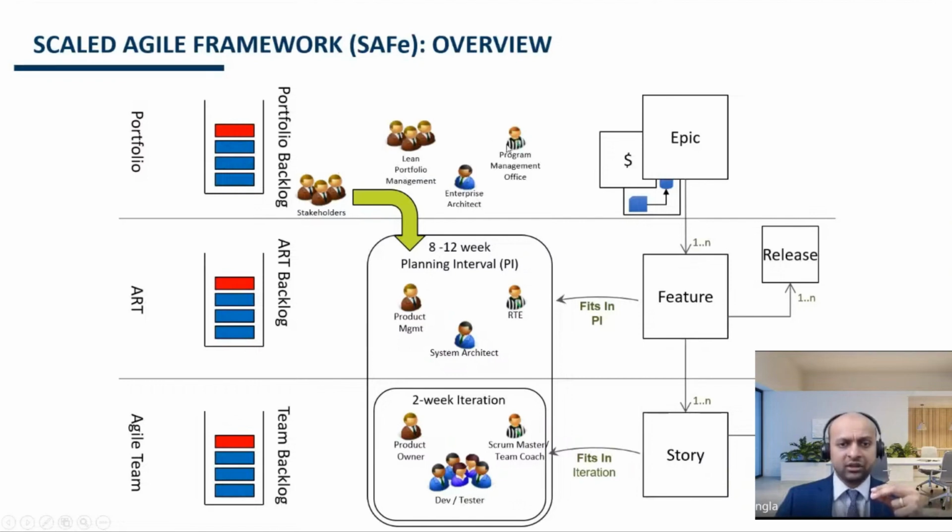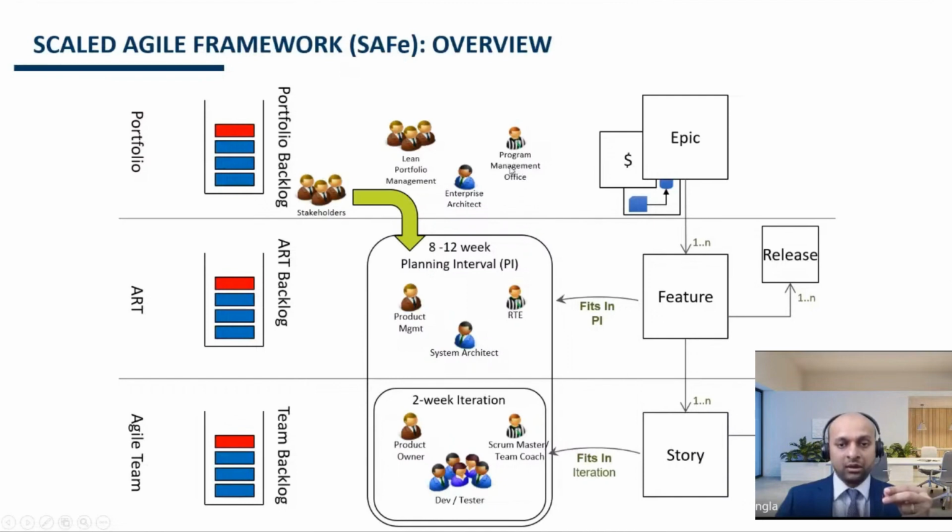Then the stakeholders at portfolio level. There are three kinds of stakeholders at portfolio level: lean portfolio management, enterprise architect, and program management office. The enterprise architects provide the organization level architecture view. They build the organization level or portfolio level architecture strategy, and they pass that strategy to system architects to implement.